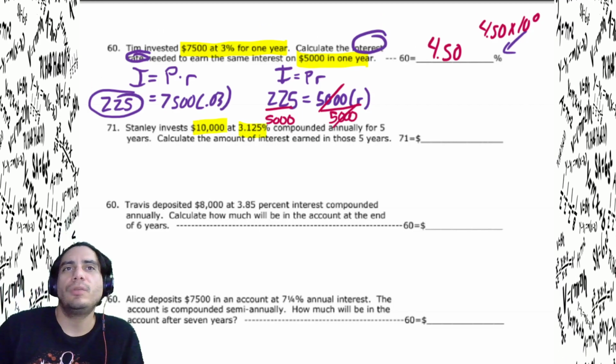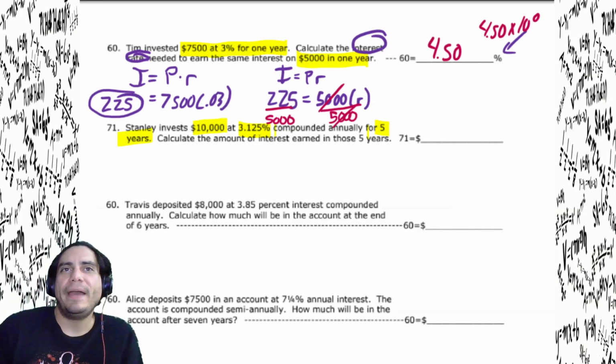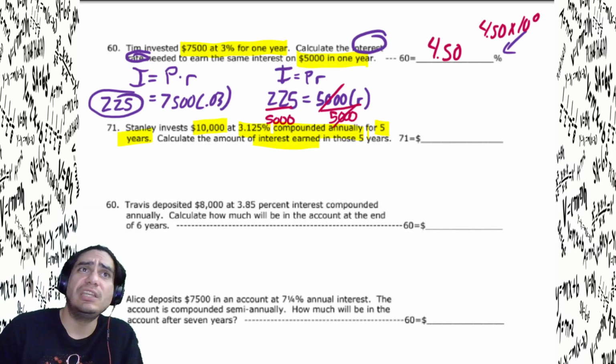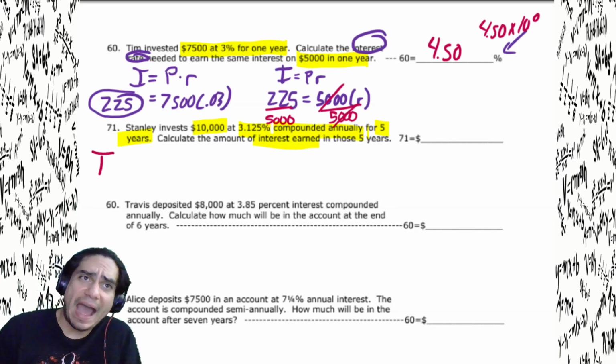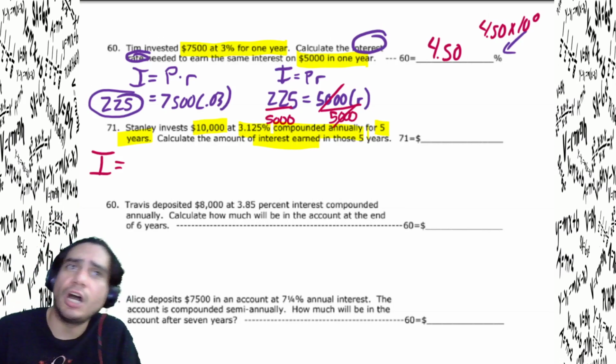$10,000 invested, 3.125% compounded annually. That's good. 5 years. Compounded annually. Okay, amount of interest earned. So we could actually write the other formula, the I formula. The interest earned formula for compounded yearly.